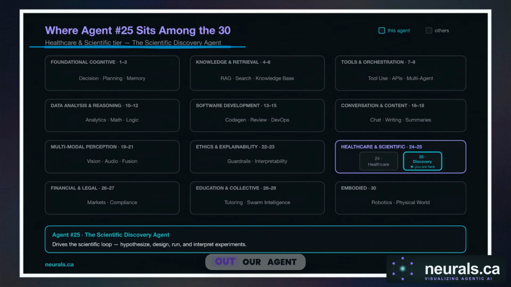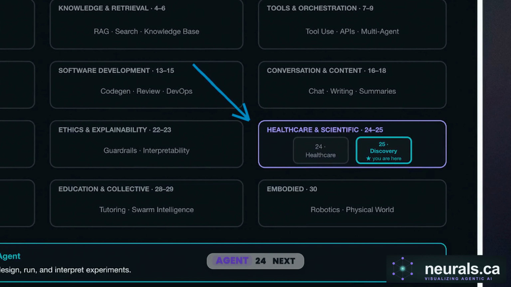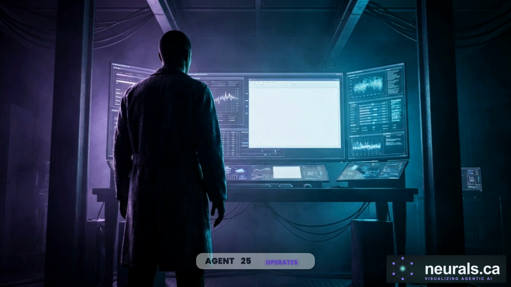This diagram maps out our agent ecosystem. Right here in the healthcare and scientific category, we see Agent 24 next to Agent 25. Agent 24 is built to apply established rules, like clinical guidelines in a hospital. But Agent 25 operates in the complete opposite direction. Its entire purpose is to search for what we don't know yet.